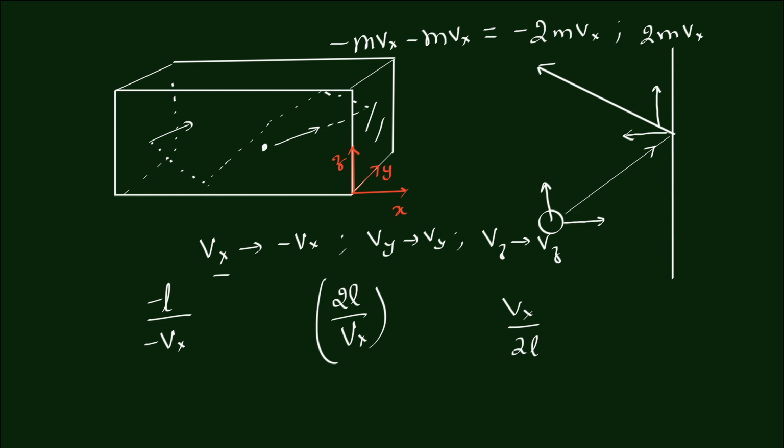Let me explain that very quickly. If the time between successive collisions is 0.1 seconds, in 1 second it will undergo 10 collisions. So 1 divided by the time gives me the number of collisions per second. Each collision, it delivers a momentum of 2 mvx. So the total momentum delivered, the 2 cancels, is going to be mvx squared by L. mvx squared by L is the momentum delivered per second.